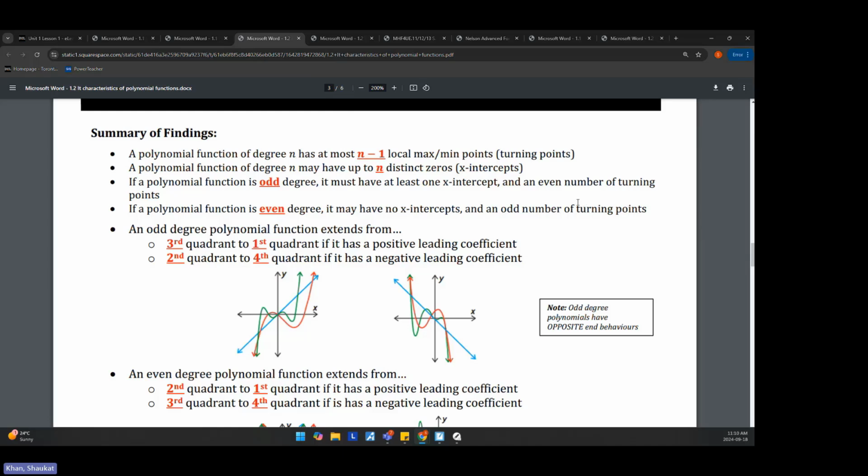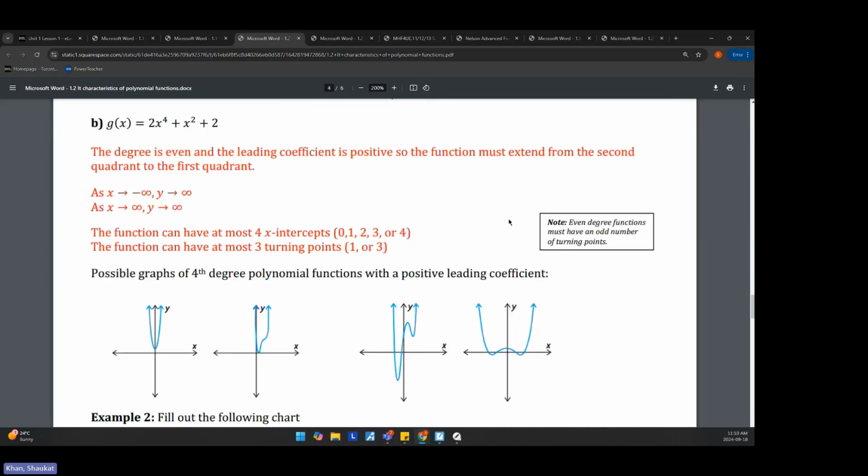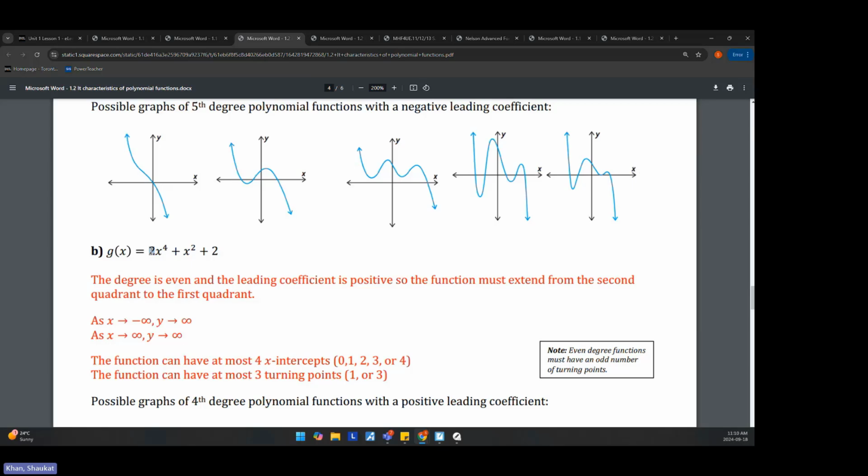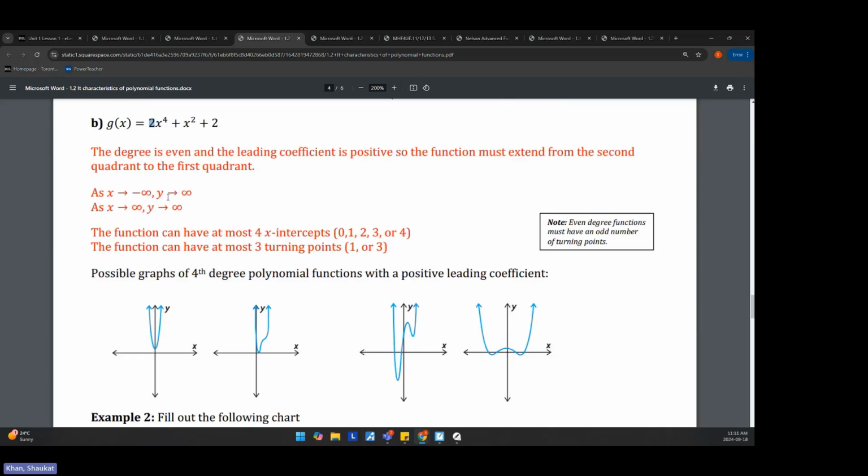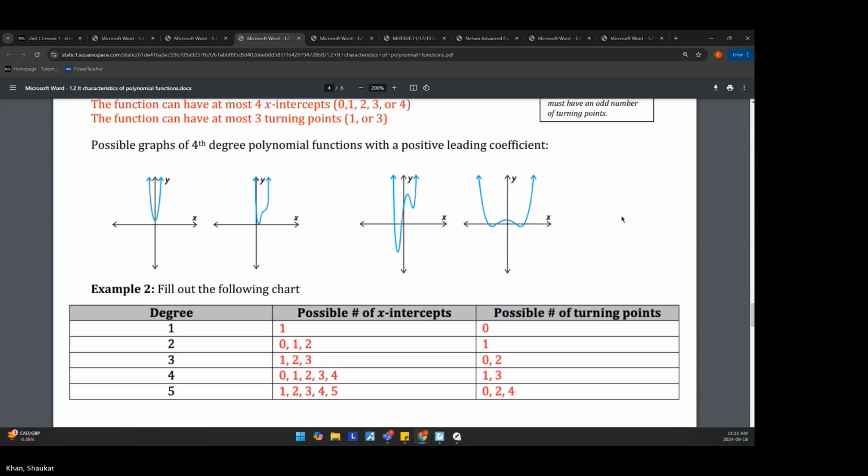And what does it extend from? End behaviors. Since the leading coefficient is positive, it's going to have a regular y equals x squared shape, so y goes to positive infinity for both ends. And then here, 4 x-intercepts are possible, and a maximum of 3 turning points, 1 or 3. These are the 4 different possible graphs for this specific example. And we're going to fill out the chart here.